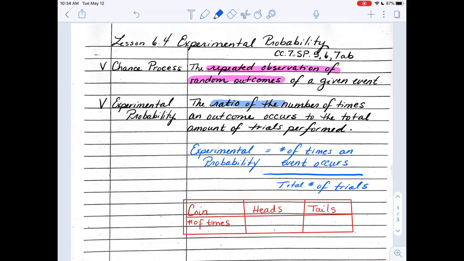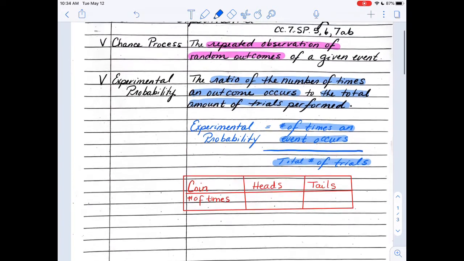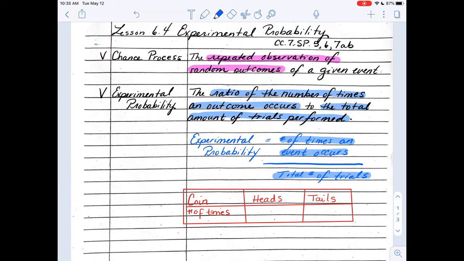And that's the ratio of the number of times an outcome actually occurs to the total number of trials you performed. So basically, it's the same as what we've been doing, creating those ratios: how many times I actually get the event that I'm looking for over the total number of trials. And of course, always simplifying them. So we're going to do a little bit of an experiment here. And again, experimental probability means you're actually doing it.